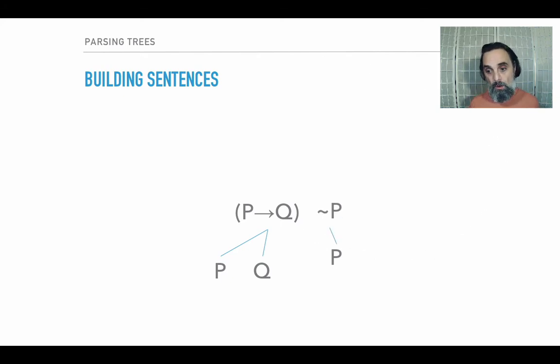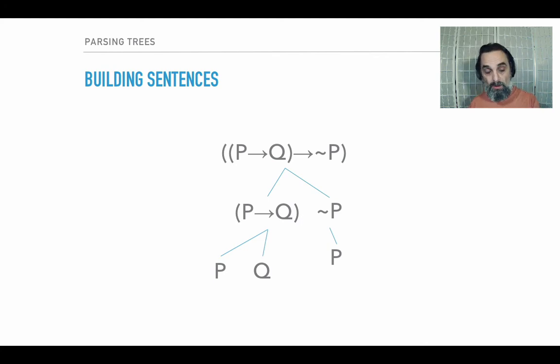Good. Now, we also know that if you have two sentences, you can put an arrow between them, parentheses around them, and you get another sentence. And so we can do that with P arrow Q on the one hand and negation P on the other. And so there we have a new sentence. And that's what it looks like when we build a sentence.